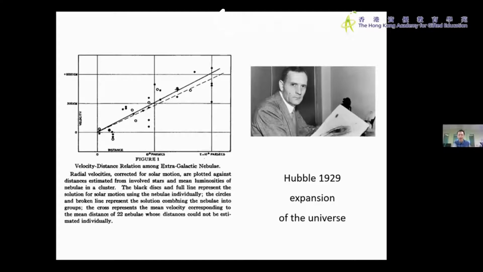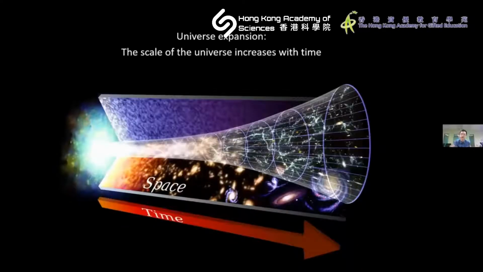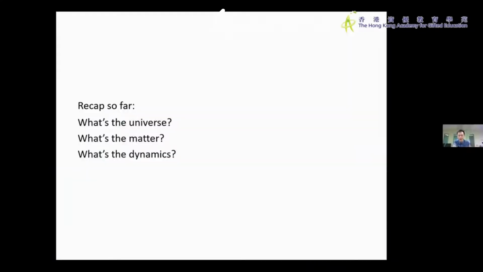And the expansion of the universe nowadays. At the time of Hubble, he interpreted that the distant galaxies are moving away from us, but nowadays we understand it as our universe expanding as a function of time. This is how Einstein's theory of general relativity works. Okay, so this is one part of my talk.